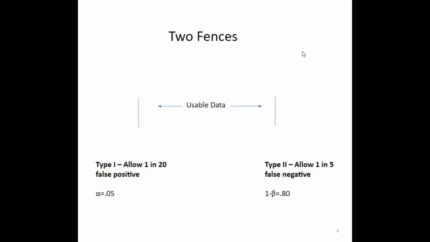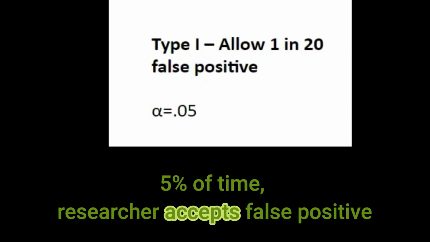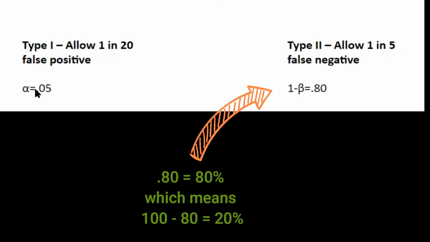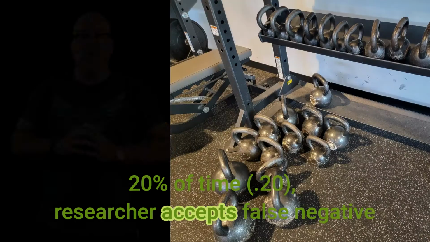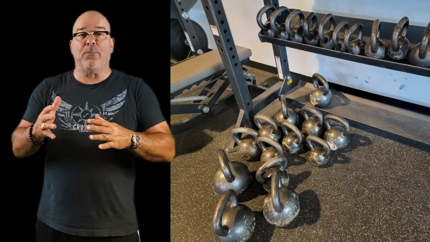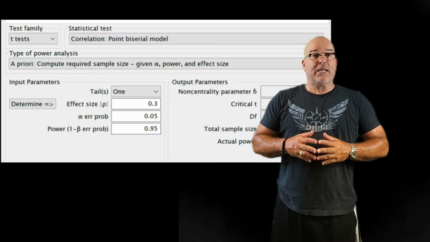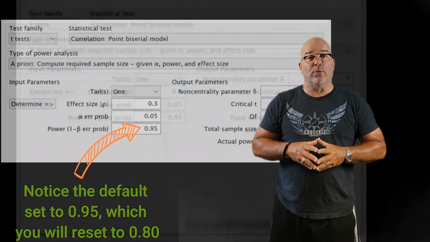The type 1 is expressed here as alpha, and alpha at 0.05 means 5% of the time, you're happy to accept the false positive. And 20% of the time, in other words, that 80 minus the 100, is the amount of false negative. So let's go back to G-Power and apply this understanding of type 1 and type 2 errors. Let's take a tour of this power analysis calculator called G-Power so that you better understand the terms.